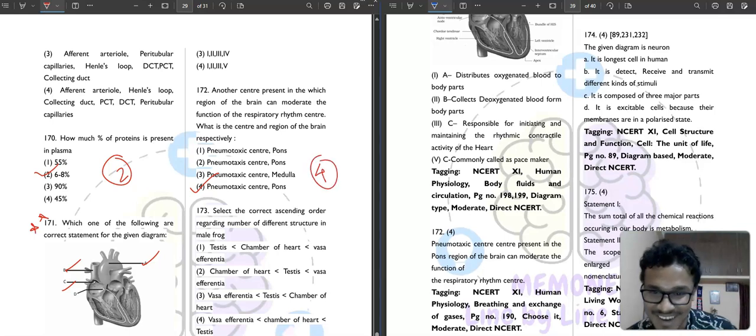This is a tricky one. Those who have not read the question carefully will mark the first option, pneumotaxic center. I don't know, NEET, NTA does this kind of activity, so you have to be aware of that. Pneumotaxic center. Then question number 173.